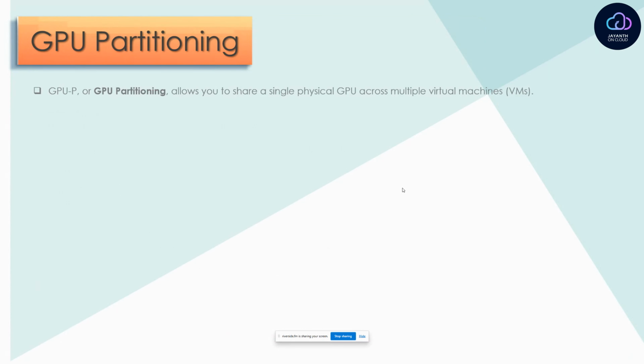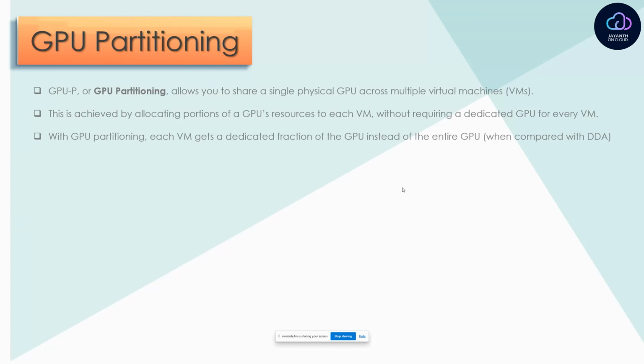Fantastic. If you pivot to partitioning, GPU partitioning, this allows you to share a single GPU across multiple virtual machines. It's achieved by allocating portions of the GPU resources. So we're talking about memory, the VRAM on the GPU itself. So with GPU-P, each VM gets a dedicated fraction of the GPU instead of the entire GPU, when comparing it to DDA.